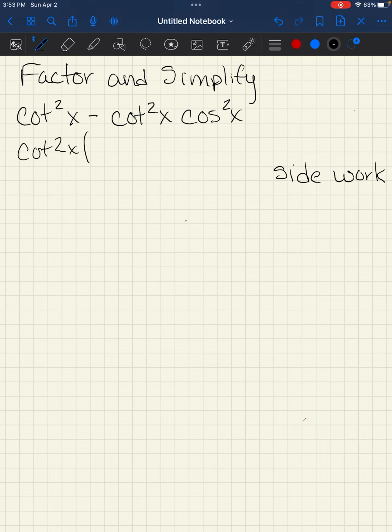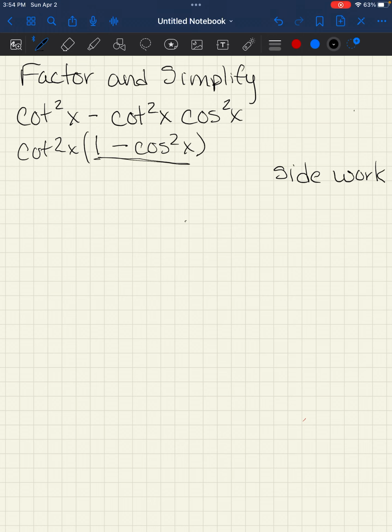Now be careful here. The cotangent squared x does not go away. We're left with 1. Now we take the cotangent squared out of the right term, and we have cosine squared x.